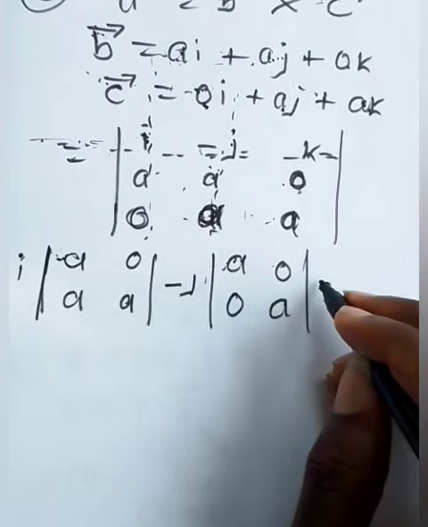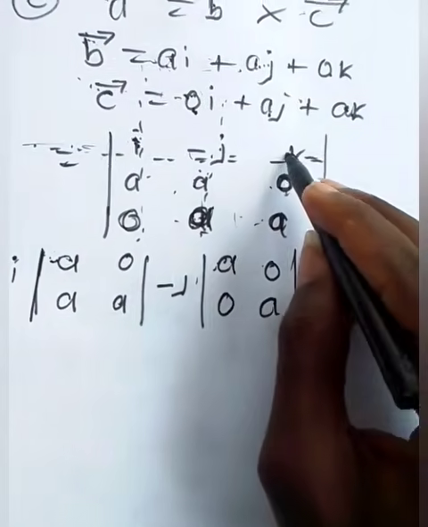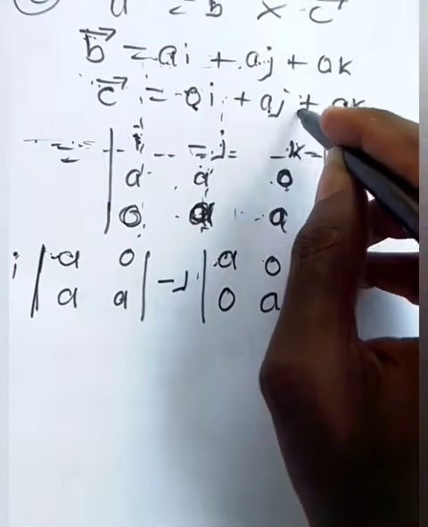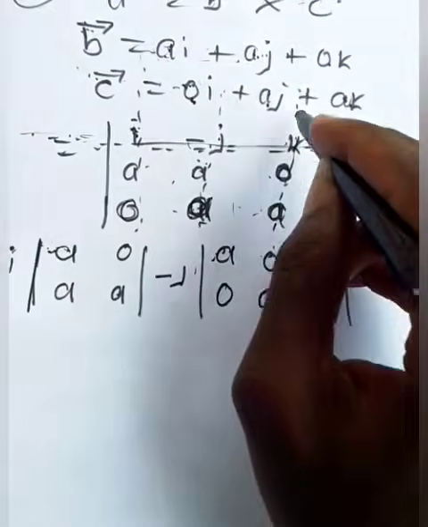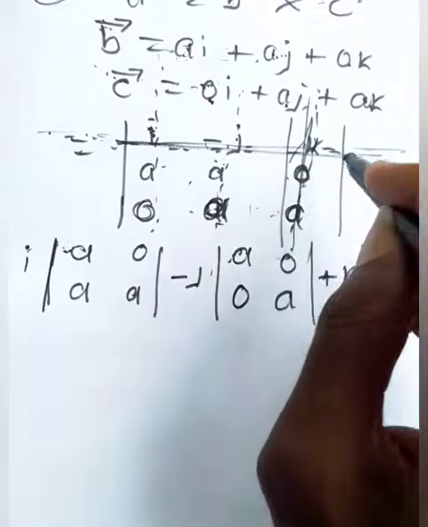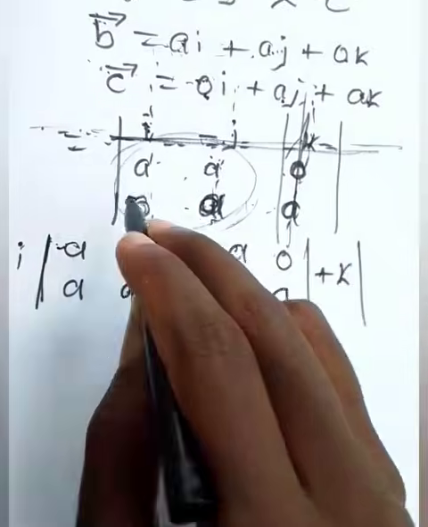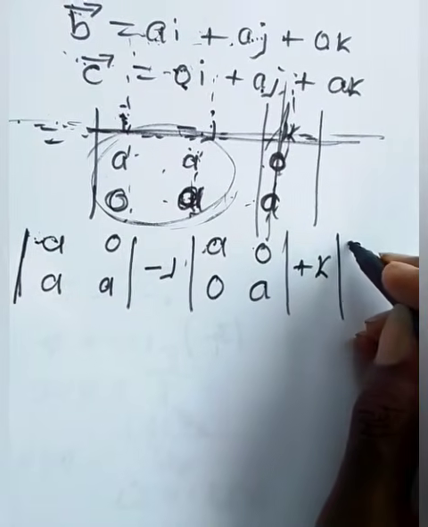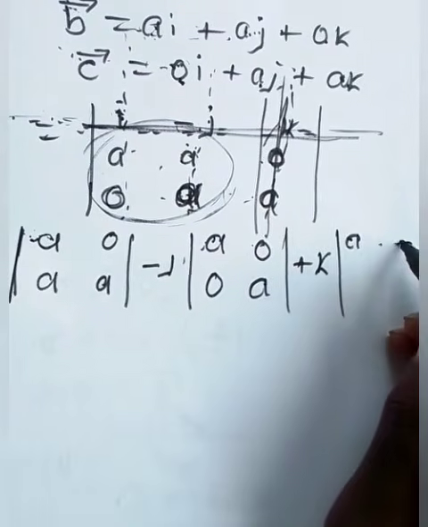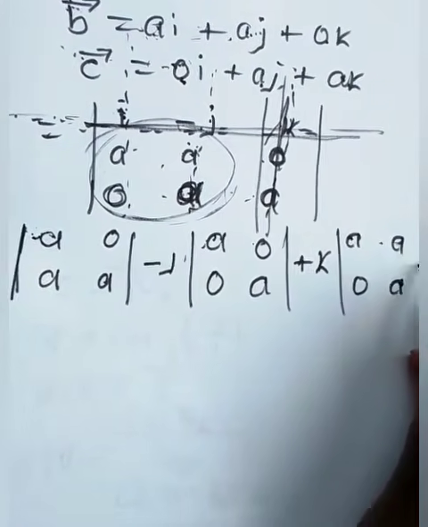And then we say plus k. We come now to where k is. Imagine drawing a cross on k, like this. What values have remained? These values here, right? So these values will be in our matrix, which include a, 0, and a.